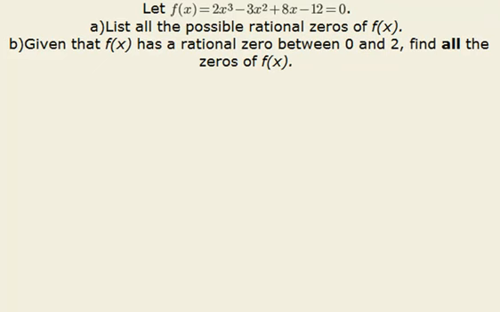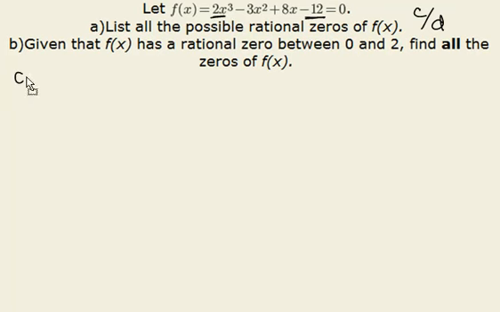Let f of x equal 2x cubed minus 3x squared plus 8x minus 12 equals 0. Part A, list all the possible rational zeros of x. So for part A, rational zeros come from the fraction c over d, where c comes from all of the factors of the last term, and d comes from all of the factors of the first term.